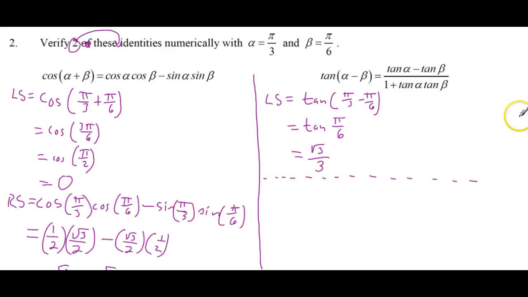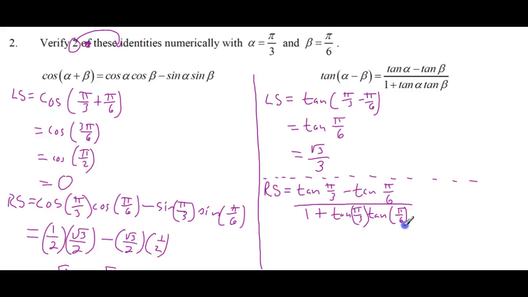And then separately, we're going to do the right side. So the right side is equal to the tangent of alpha, tan of pi over 3, minus the tangent of beta, so minus tan pi over 6, over 1 plus tan pi over 3 times the tangent of, let's bracket this, tan pi over 3 times the tan of pi over 6.